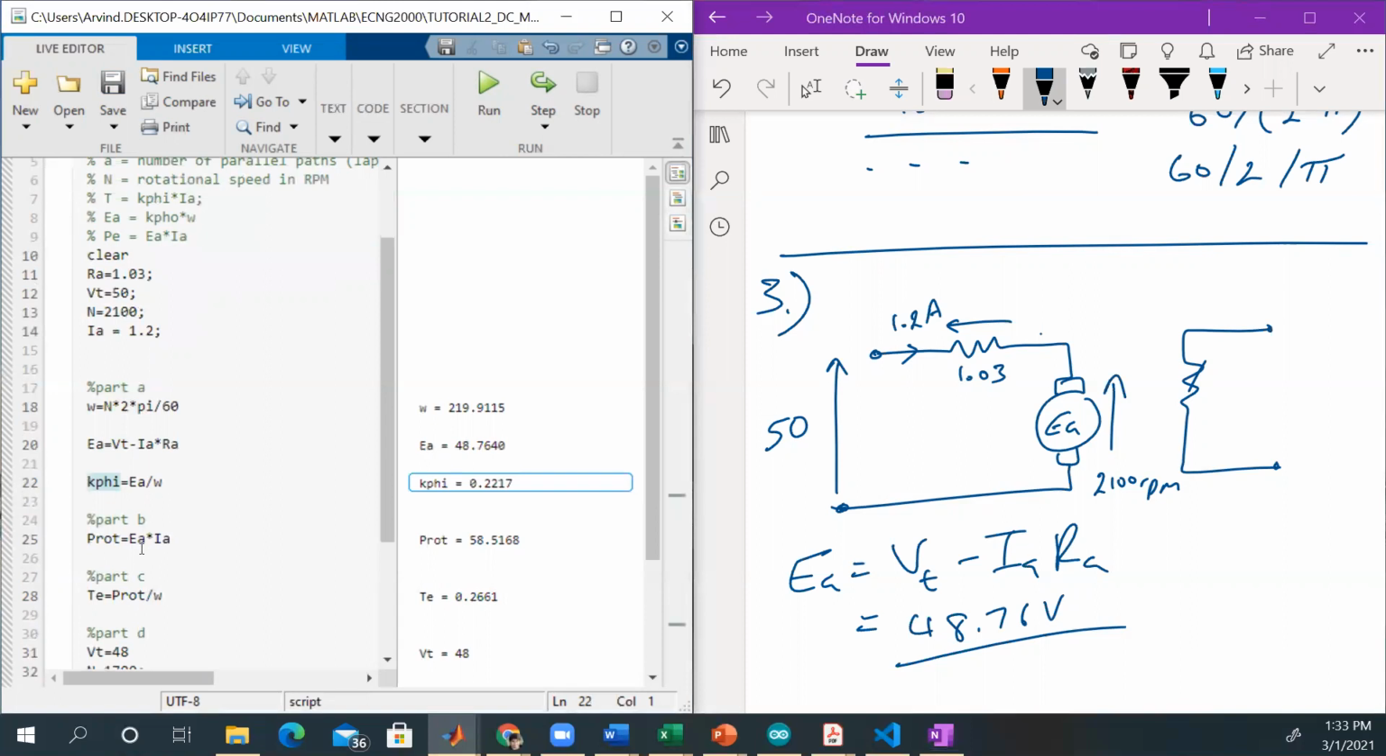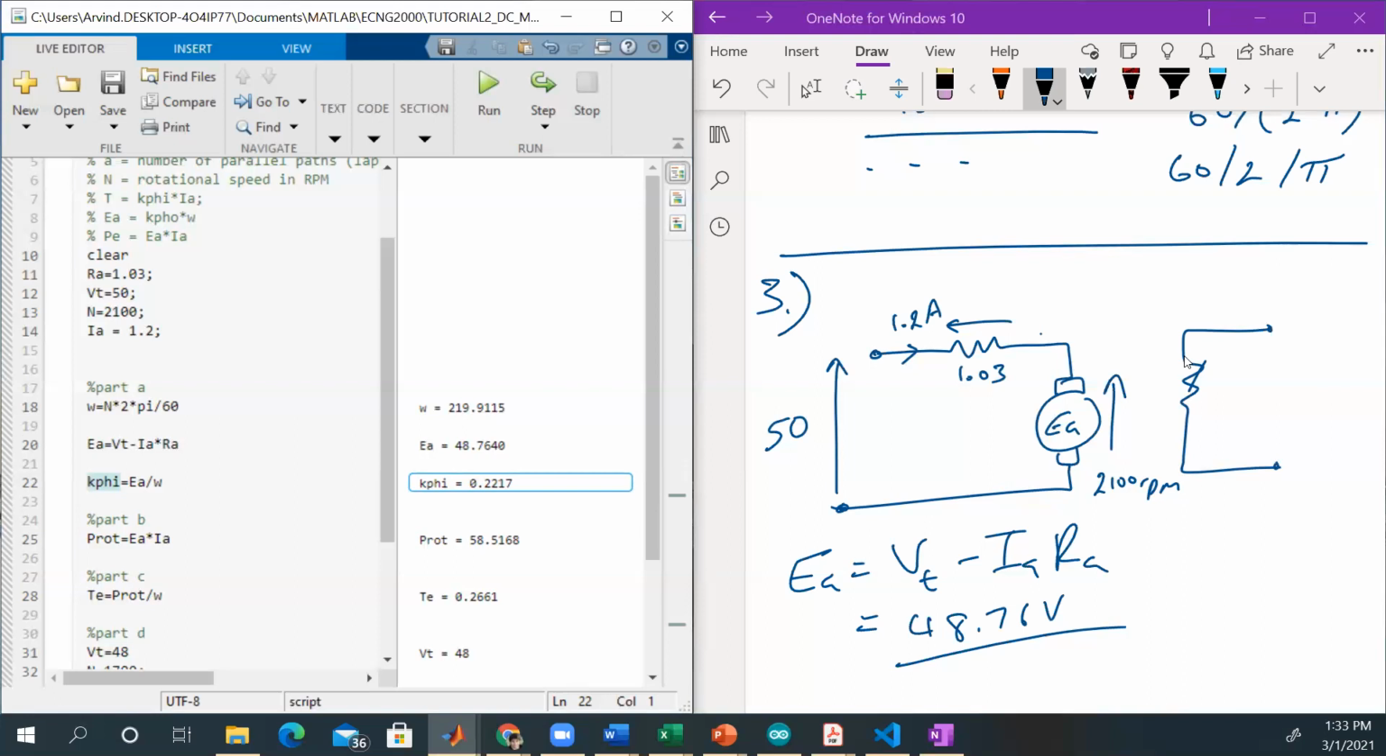Now the next thing is the no load rotational losses, right? So how are we going to get the no load rotational losses? Before, what we had was the output power minus the electromagnetic power, but we don't have what the output power is here. It didn't tell us what the horsepower is. So how are we going to get it? The reason why we could get it is because we have no load on the system.